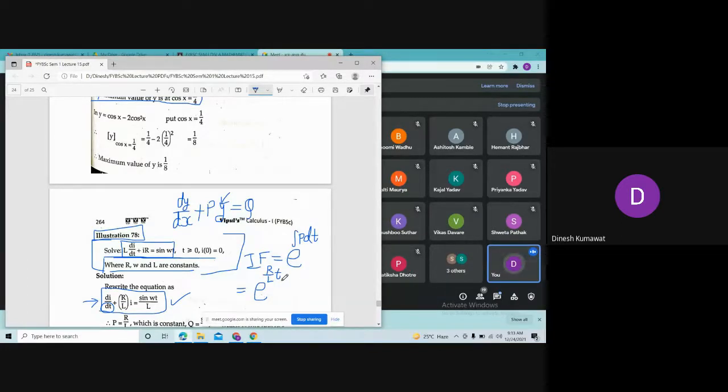See, we have the situation dy by dx plus py equals q. Then the general solution is y into integrating factor equals integration of q into integrating factor dx plus c. Now here, in place of y, what is there? Sir, I is there. So what will come? I into integrating factor is equal to integration of q. Sir, the sine is given, right? Yes, we will put that, first we write q only.